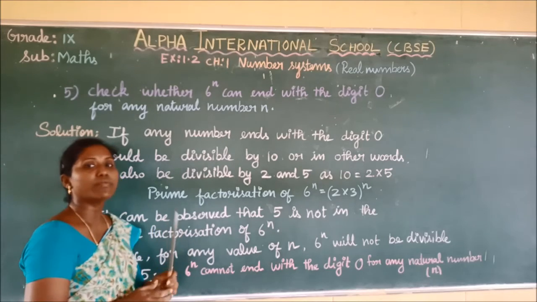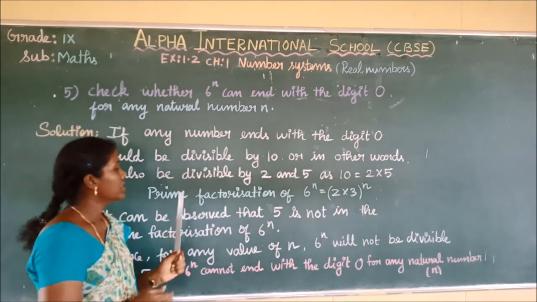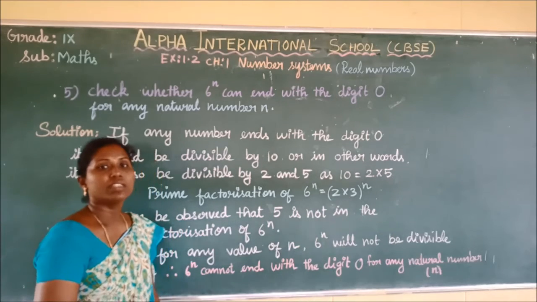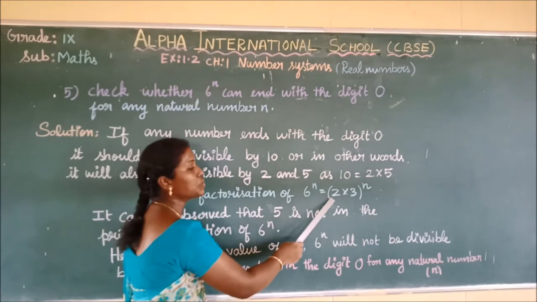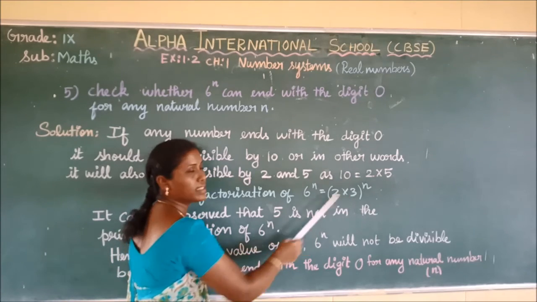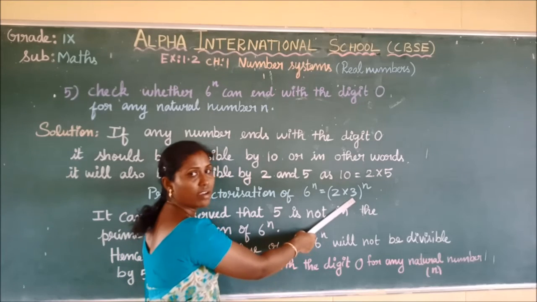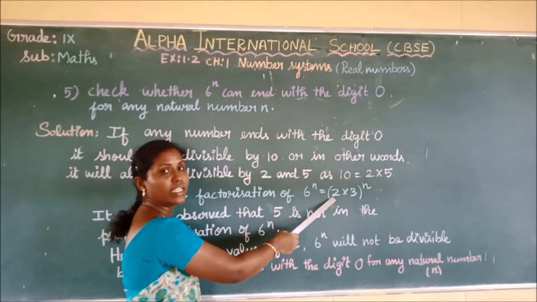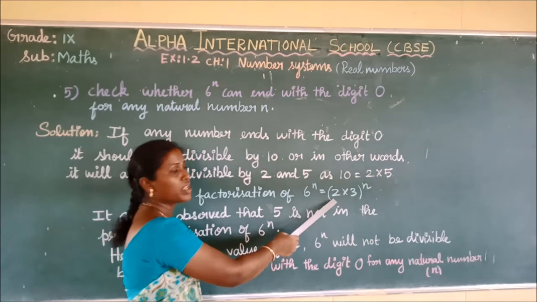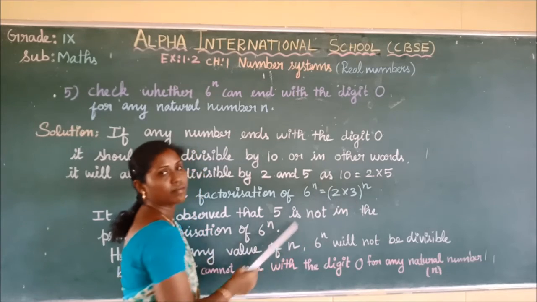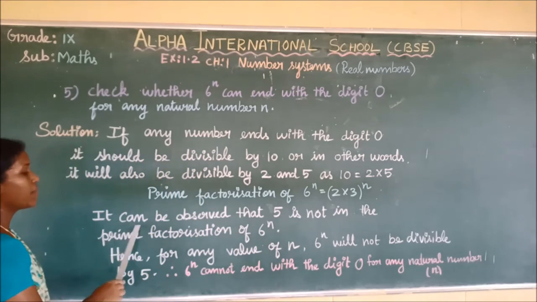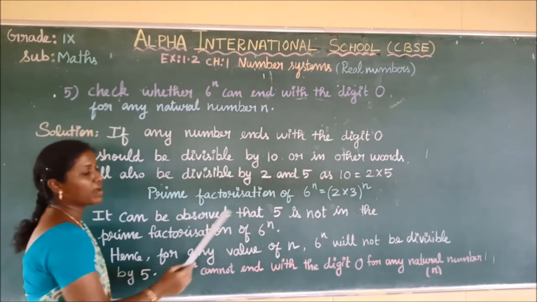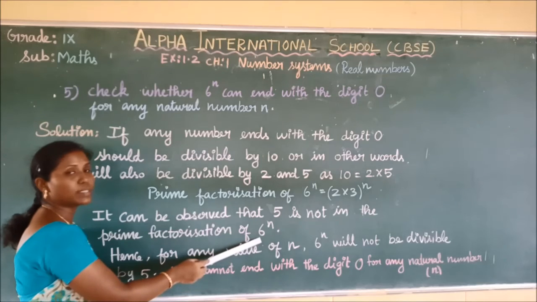Now let us see the prime factorization of 6 power n here. The prime factorization of 6 power n is equal to 2 into 3, all raised to n. The prime factors of 6 are only 2 and 3. Are you finding the number 5 here? No. Only if 2 and 5 are there will the number end with 0. But here we are having only 2 and 3. So it can be observed that 5 is not in the prime factorization of 6 power n.